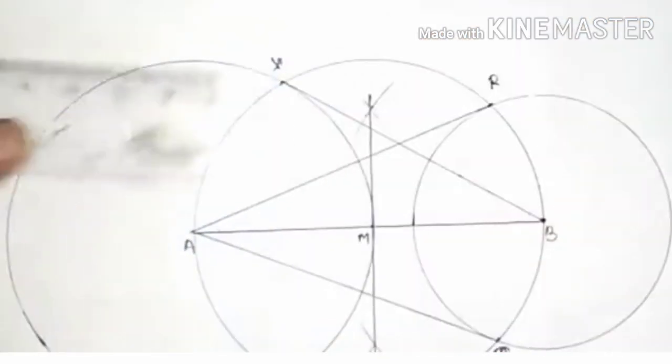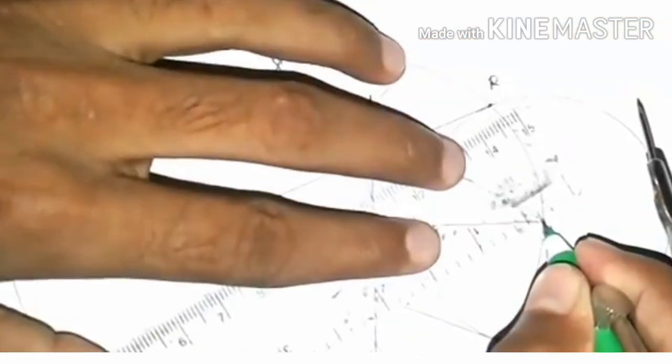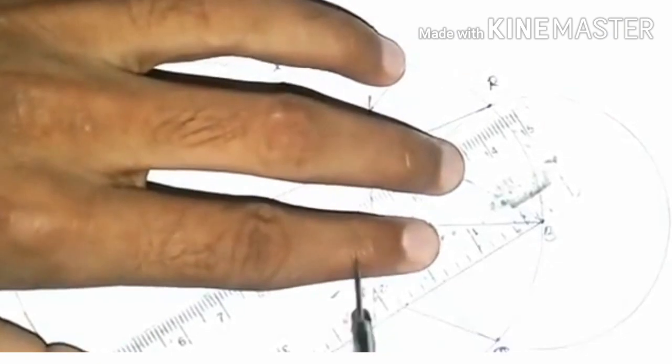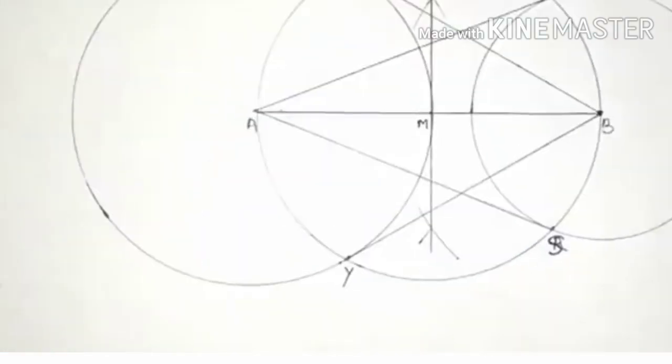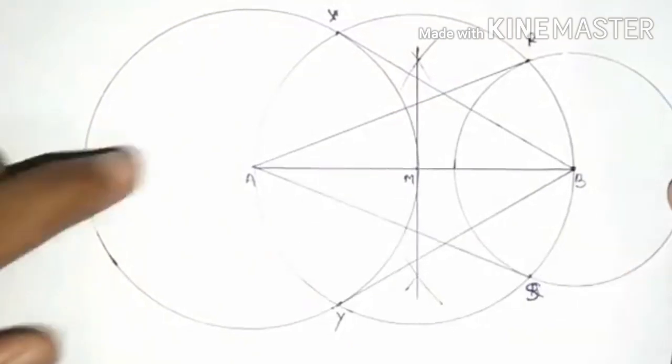And from B to Y. So BX and BY are the tangents. Next we have to write the steps of construction. As I have mentioned before, you have to write the steps of construction using your own sentences without grammatical mistakes. So I request all the students to write your own sentences. Please do not copy this one.